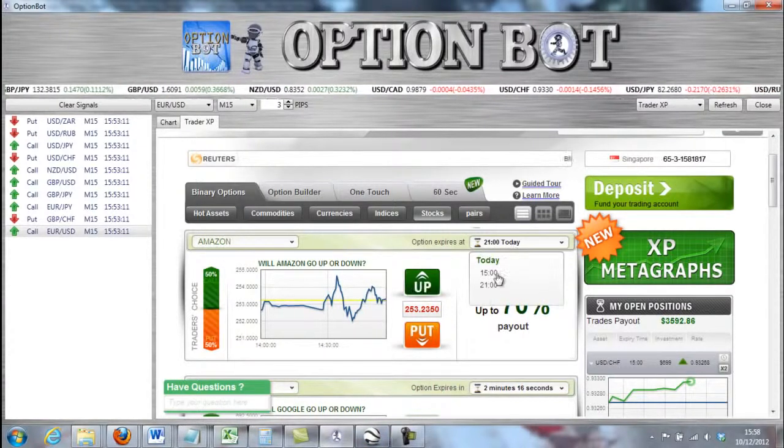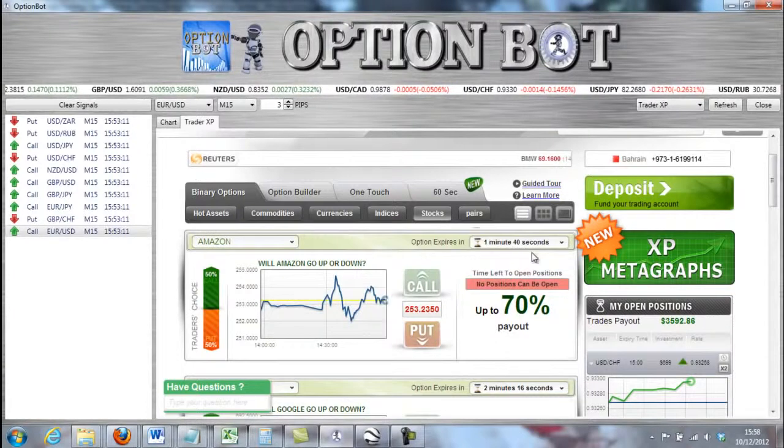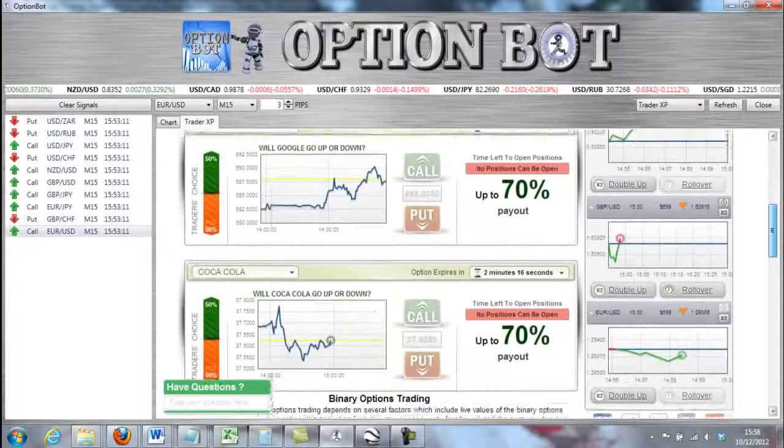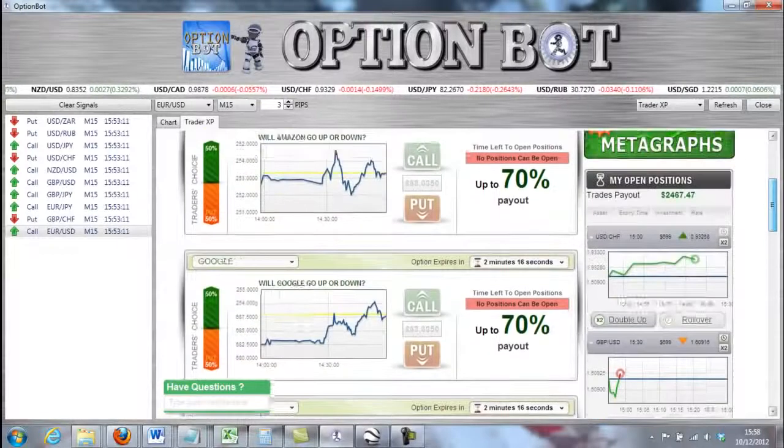Oh, here we go. Here's one that closes at 3. I've got no positions that can be put down. Okay. Well, what I'll do is wait and see what happens with my three current trades that I've done through OptionBot, and just see how they deliver.